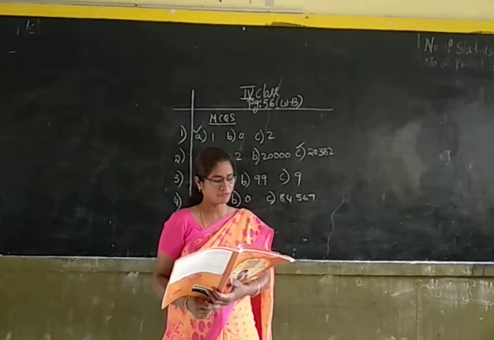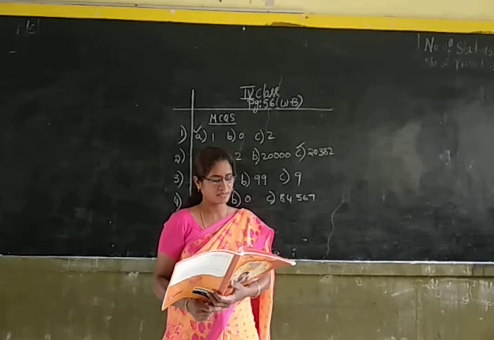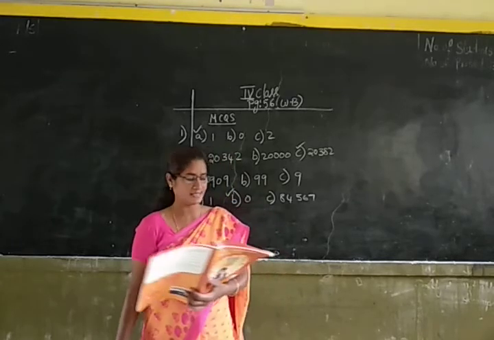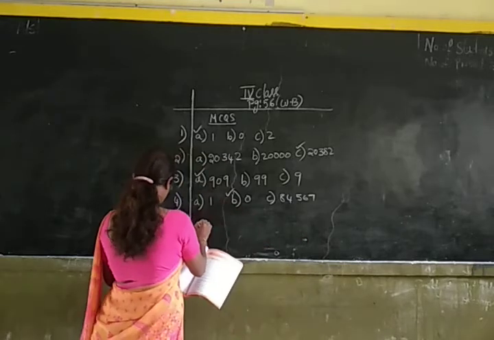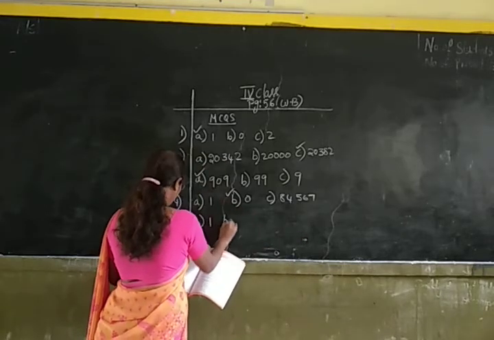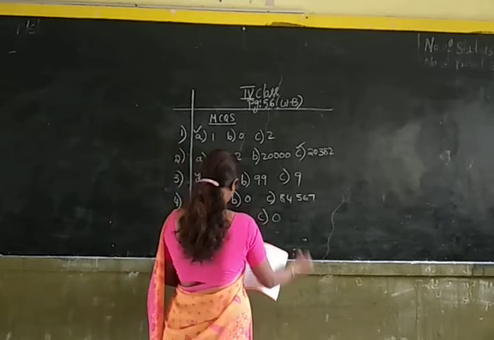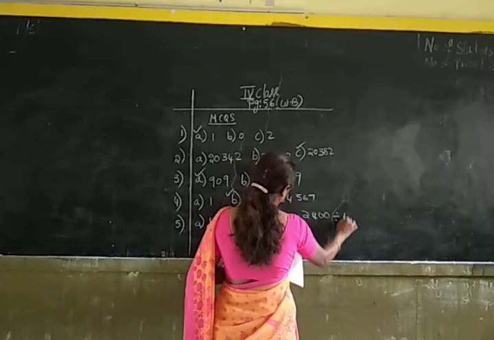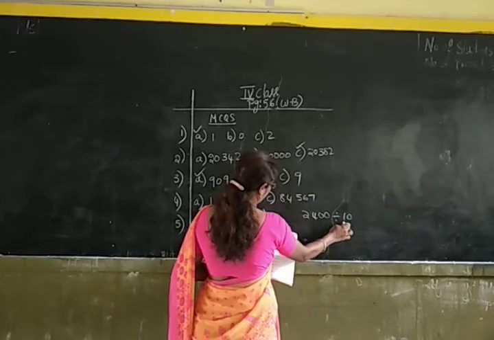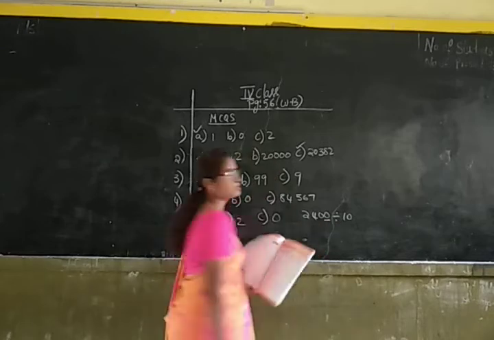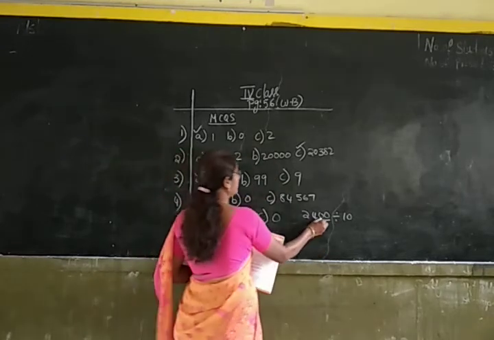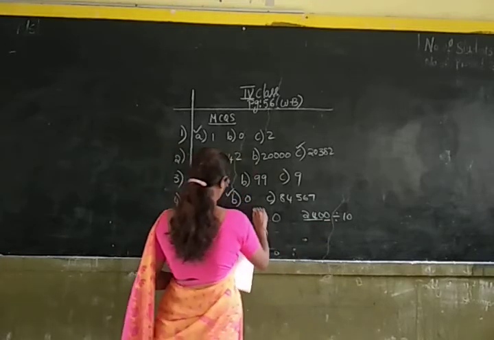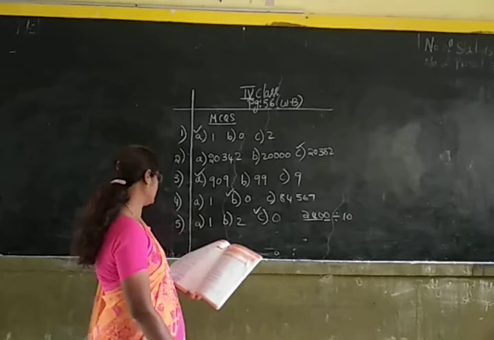The remainder of 2,400 divided by 10 is. Sorry children, the remainder of 2,400 divided by 10 is. So here the options are A 1, B 2 and C 0. So you have to divide 2,400 with 10. You all know that when you divide a number by 10, the digit at the ones place will be the remainder and the remaining digits will be the quotient. So here the remainder is 0. So all of you tick the option C.